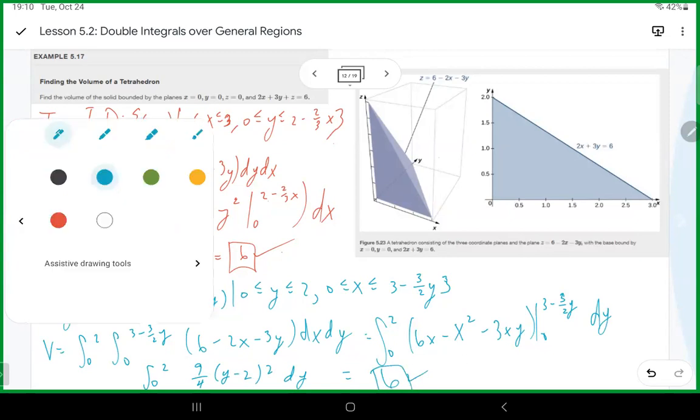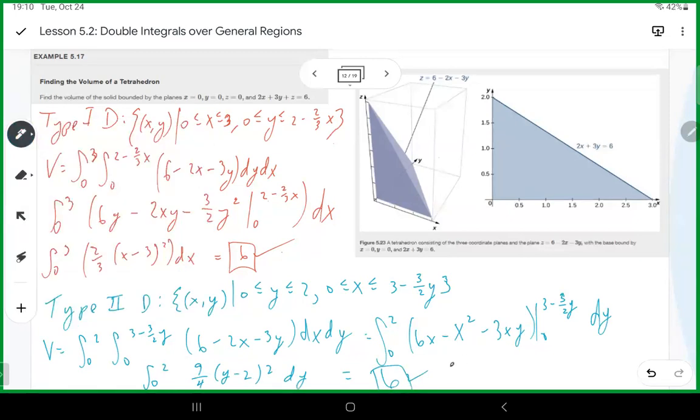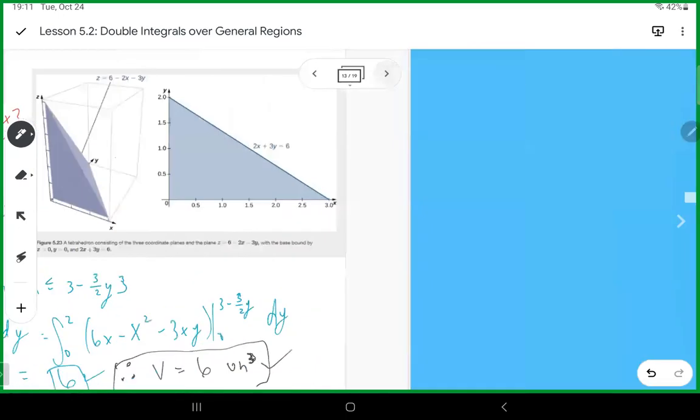Therefore, the volume is 6 units cubed. Or you could write it out, 6 cubic units. But regardless, that is the answer.